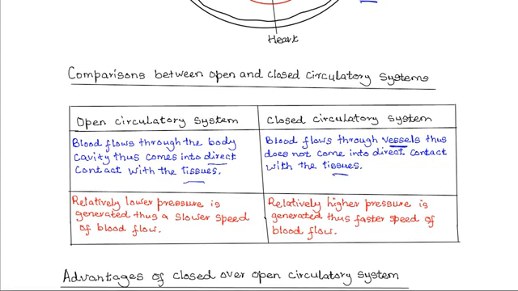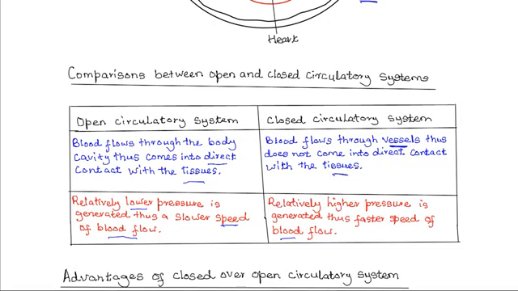Secondly, because of the open body cavity, the pressure is rapidly lost after pumping, so the blood flows under relatively lower pressure, and hence there is a lower speed of flow. But in the closed circulatory system, because of the closed and confined blood vessels, once the blood is pumped, the high pressure is maintained. So there is relatively higher pressure that is generated and maintained. Thus, there is a faster speed of blood flow.